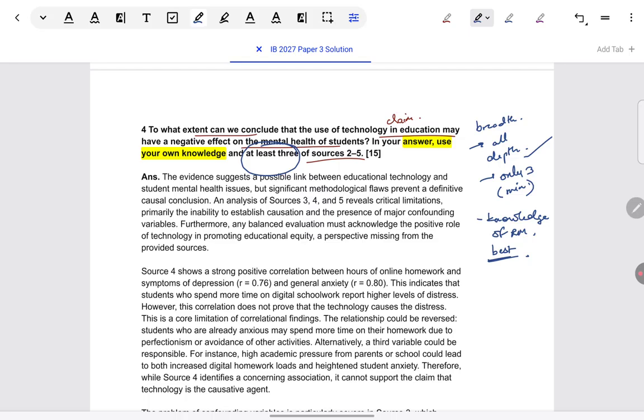Own knowledge doesn't mean your own speculations and assumptions, your own whims, whatever you feel you can write. Own knowledge just means what you have learned in the course. You have learned about the impact of technology on mental health, both positive and negative. Both are part of your IB curriculum. That knowledge you have to use here. Do you have to use specific studies or theories which are given? No. There's no such requirement. General concepts that you have learned, you can use those. General research findings you can use.